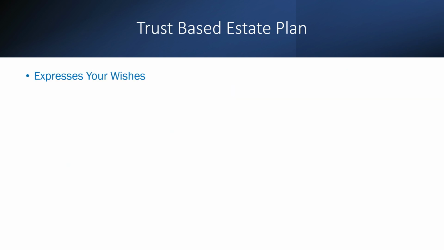Let's talk about a trust-based estate plan. In general, a trust expresses your wishes, similar to a will. It says how you want assets to be divvied up, and it's pretty straightforward, just like a will. It can avoid probate at death and incapacity. Now, I always say can because it has to be set up correctly, and all assets have to be in their right place and titled correctly, but it can avoid probate at death.